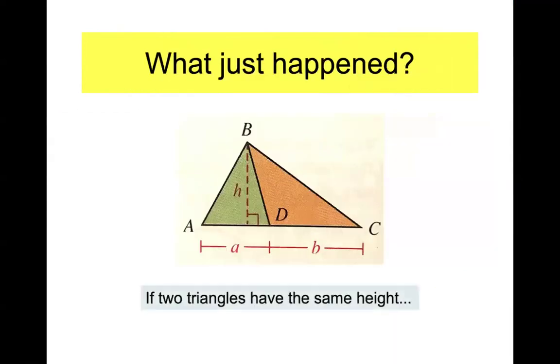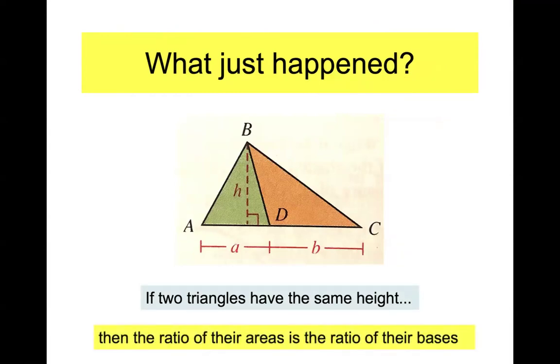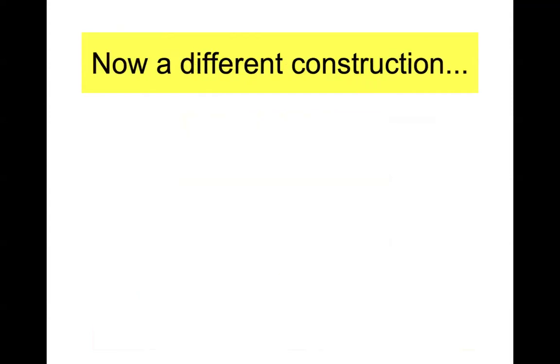All right, so what just happened? We made that construction right there. We have two triangles of equal heights. And so if two triangles have equal heights, then the ratio of their areas is equal to the ratio of their bases. Eventually, we're going to write all this down, but for right now, that's point number 1. Okay, the ratio of the areas is the ratio of their bases.